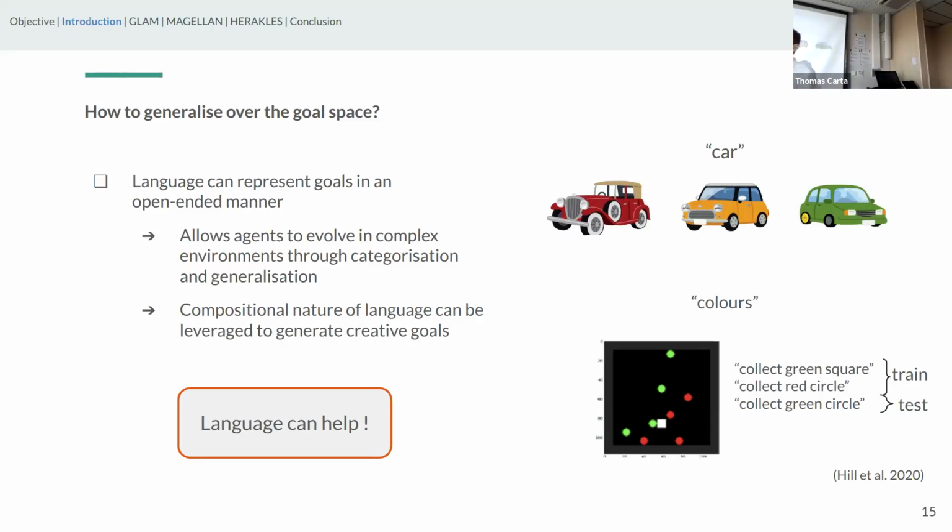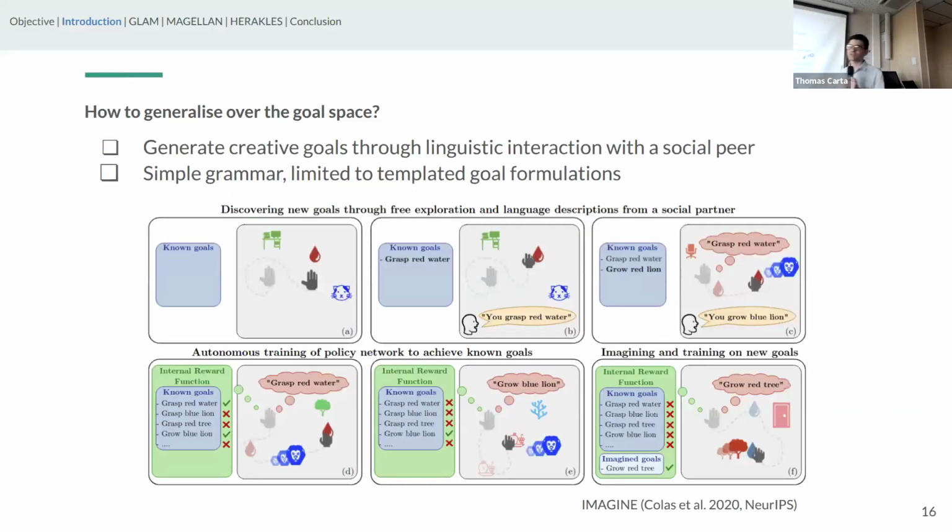Another interesting property of language is the compositional nature of language. And thanks to this property, it can be leveraged to generate creative goals. So language can help to represent a rich and diverse goal space. An interesting use of the compositional nature of language is the work from Cédric Colas and collaborators, Imagine, in which an agent is coupled with a social peer that describes the different goals it has reached as it explores the environment.